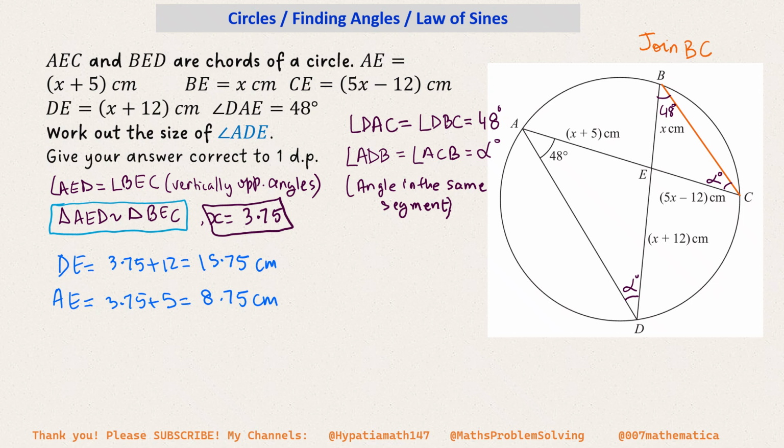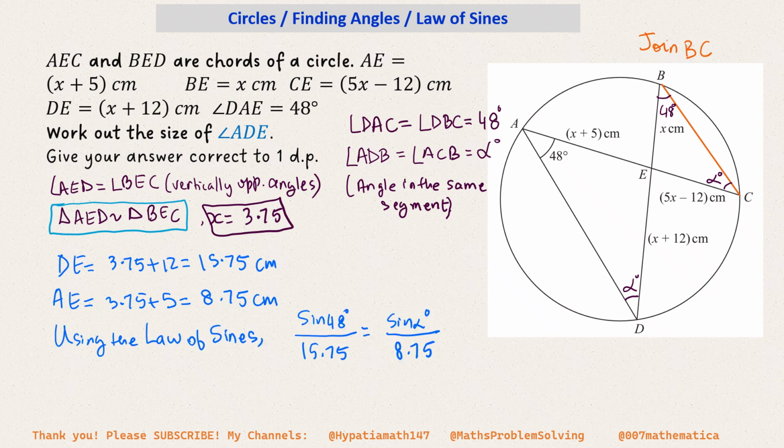Now we have to apply the law of sines, which is sine 48 degrees divided by the opposite side, which is DE, and that is 15.75, equal to sine alpha divided by 8.75. And then if you go on to solve, you would get alpha is equal to 24.4 degrees, correct to 1 decimal place, and that is the answer.